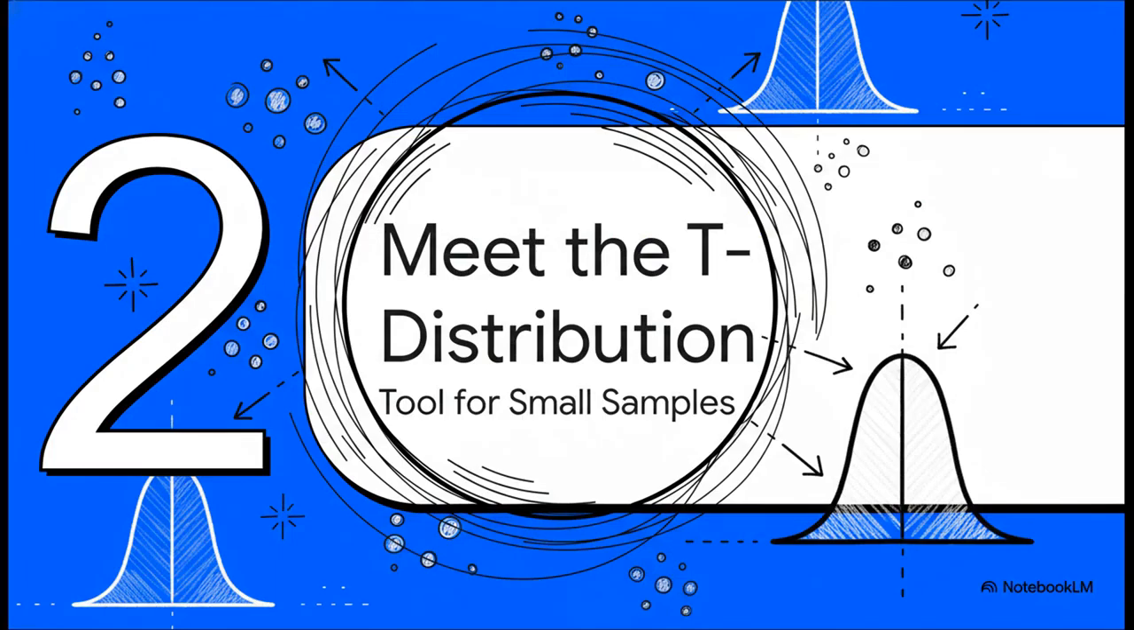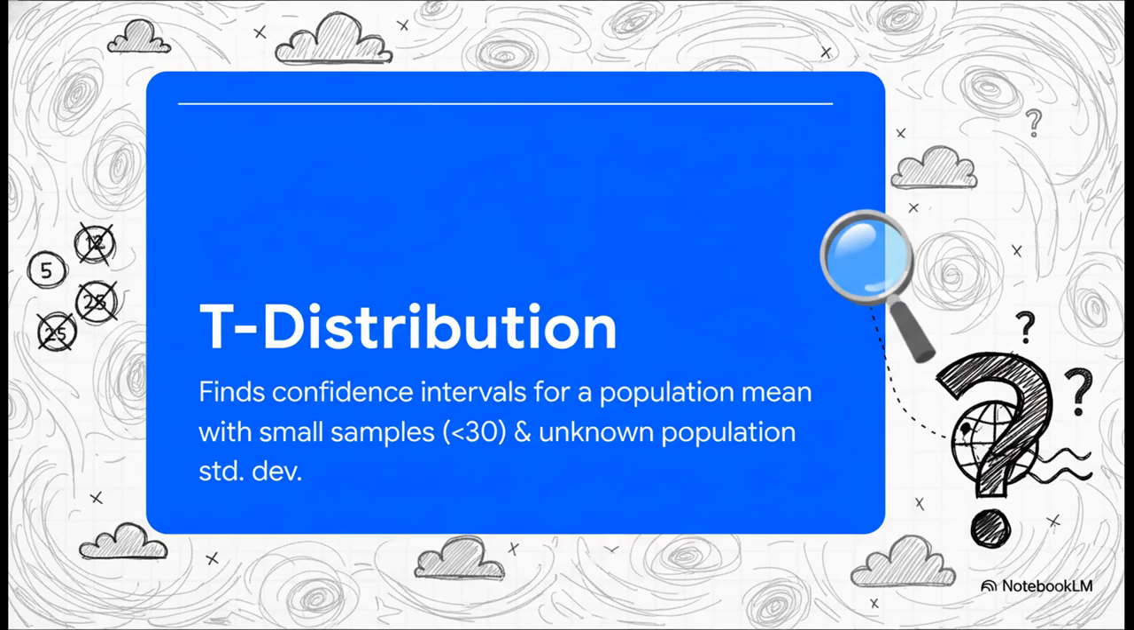Okay, so how do we get unstuck? We can't just throw the usual statistical methods at this. Those things need big data to work properly. No, we need a specialized tool, one that's actually designed for precision when you're flying a little blind, and that tool is the t-distribution.